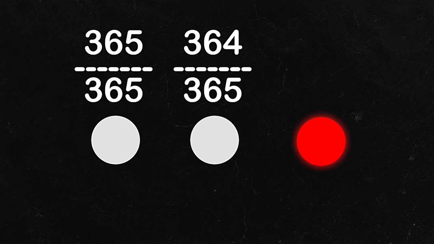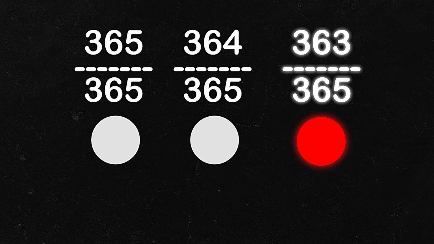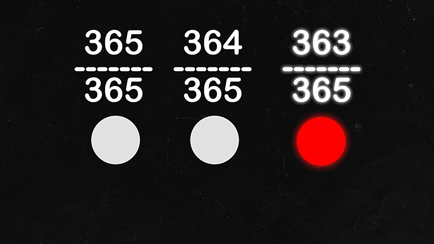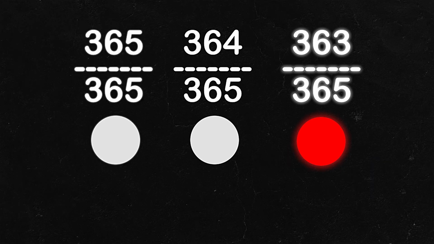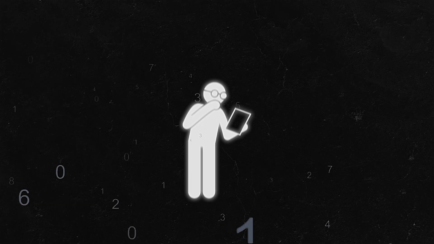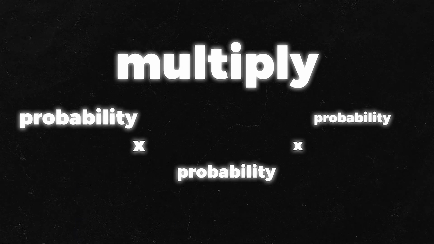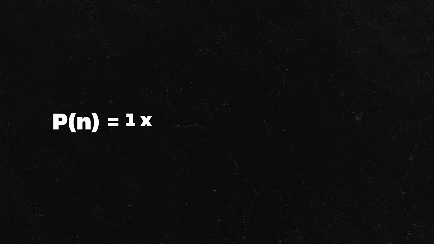Then the third person walks in. They have a 363 out of 365 chance of not sharing a birthday with either you or the second person. This pattern continues as more people enter the room. The 23rd person will have a 343 out of 365 chance of not sharing a birthday with any of the previous 22 people. To figure out the total chance of no shared birthdays, we multiply all these probabilities together. And the math looks a little bit like this.